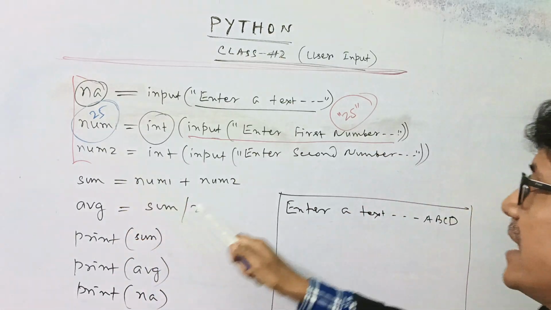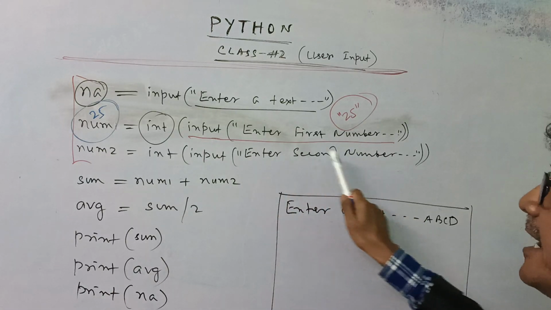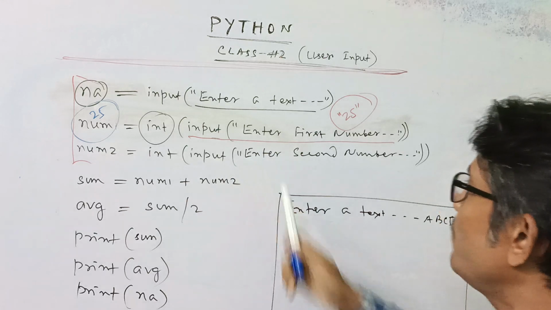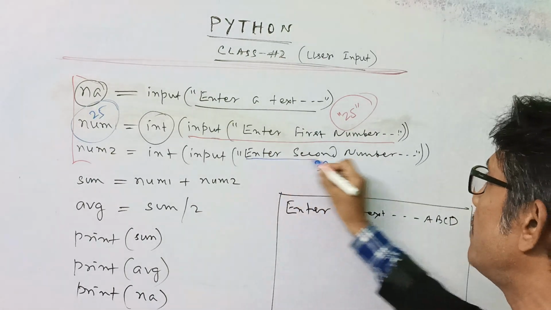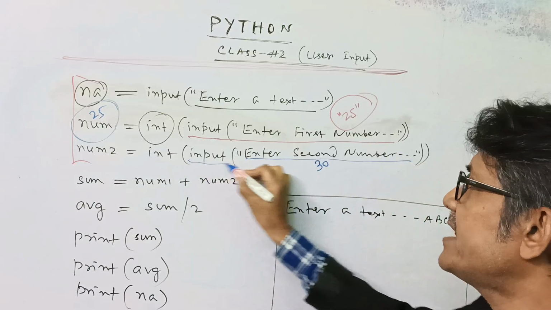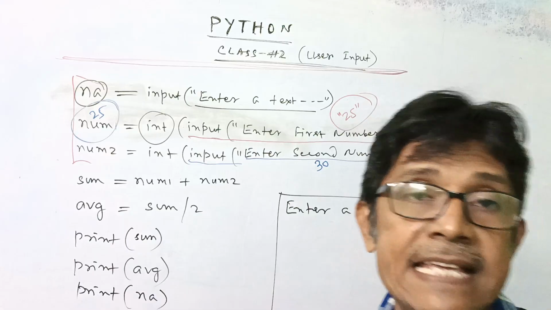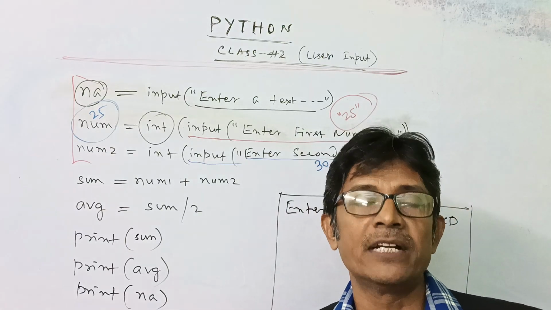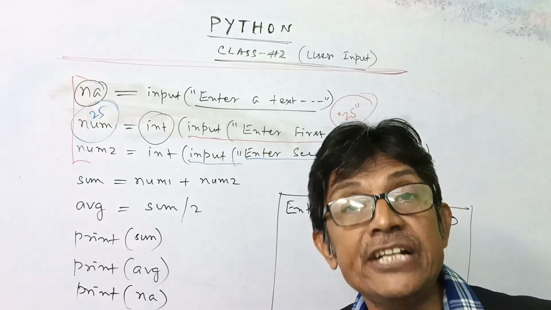Again, in a similar manner, we will see input, enter second number. If you are taking the second number, so second number also we are accepting. Suppose 30, I'm taking 30 as a second number. So using this input statement, we are taking the number, but the number we are taking in text mode, means text form. Then we have to convert that number into integer form.